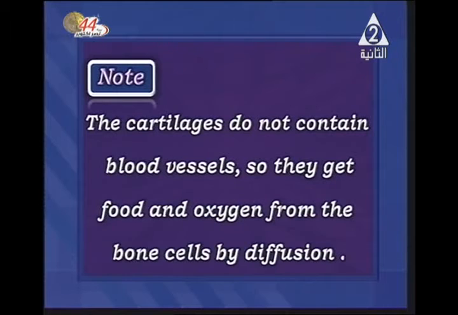Again, the cartilage does not contain blood vessels, so it gets food and oxygen from the bone cells by diffusion. Let me summarize the cartilage. It is a type of connective tissue, as we said, consisting of cartilaginous cells. Its function is to protect the bone from friction during movement, and also to form some body parts. What about the next one, which is joints?